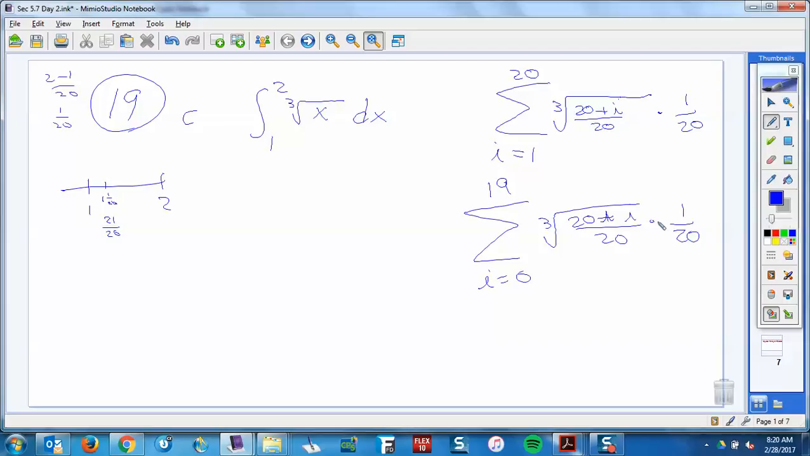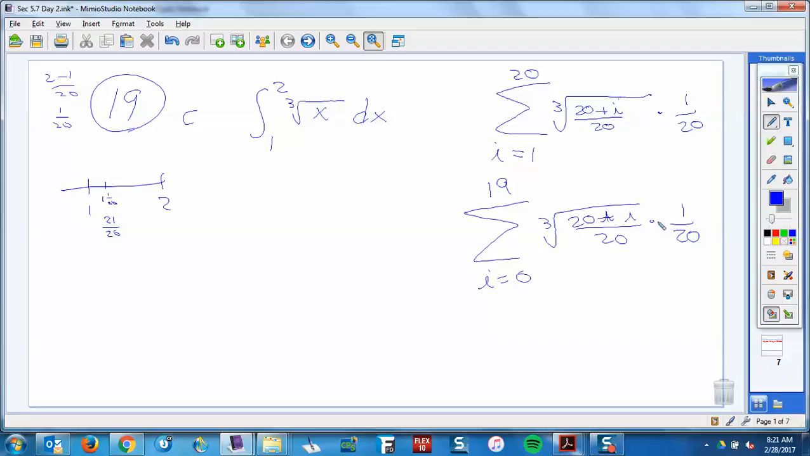And here's why. Because if we let I be 0, this would just be 20/20ths, the first thing we plug in. So remember, this is height times width, height times width, height times width, right? So let's not get lost in all the lingo and all the stuff here. We're doing height times width, height times width. So this is my first height. Well, what's the first thing I'm plugging into this function to get that height? Remember, we plug in to get a height. So what's the first thing we're plugging in? Well, when I is 0, the first thing we're plugging in is 20/20ths, which is what?